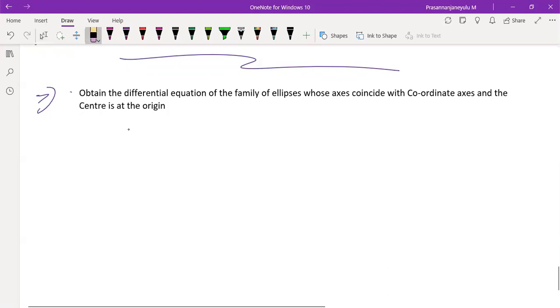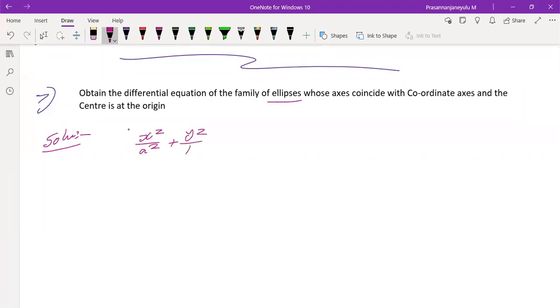The equation is a family of ellipses. They mentioned ellipse, so we must use the ellipse only. What is the general form of the ellipse equation? x square by a square plus y square by b square equals 1. What about a and b? They are arbitrary constants.